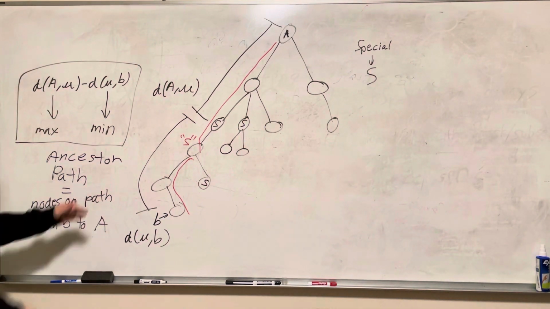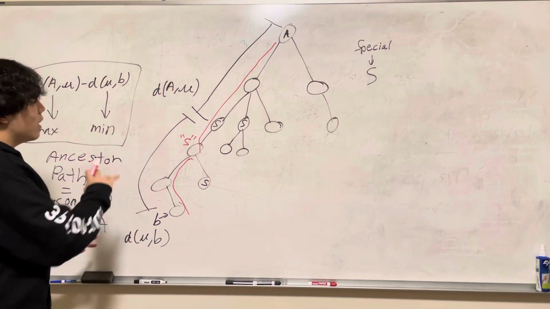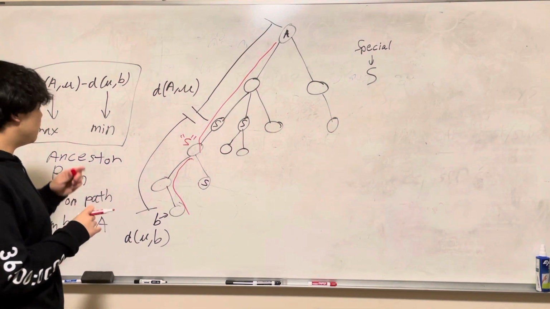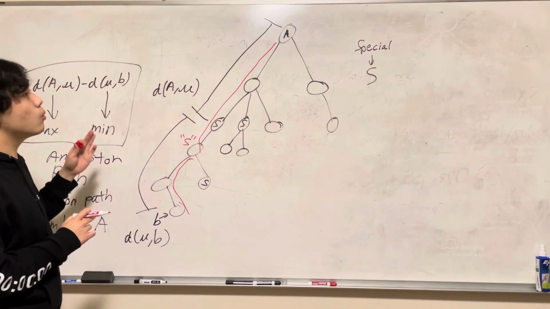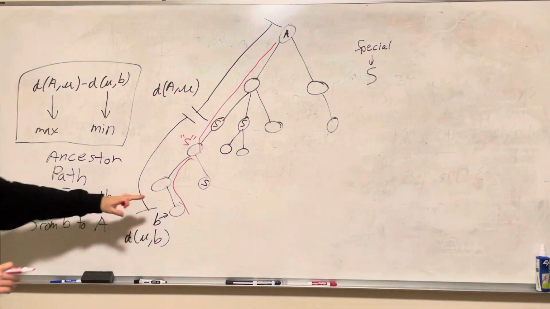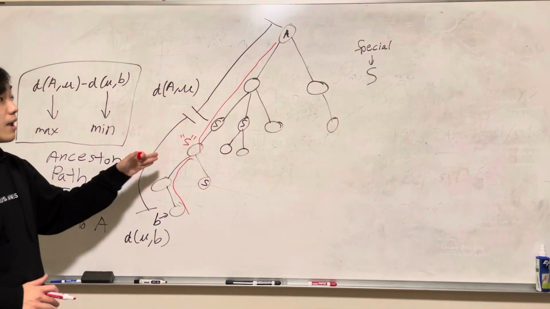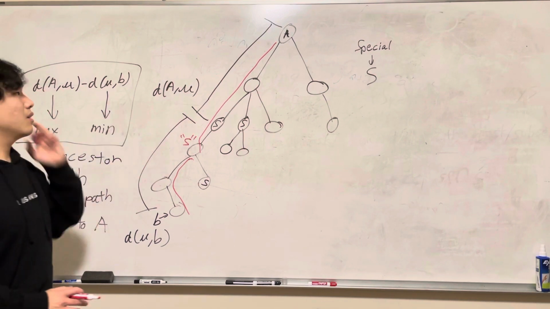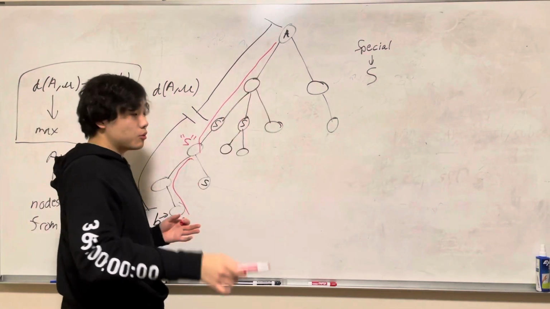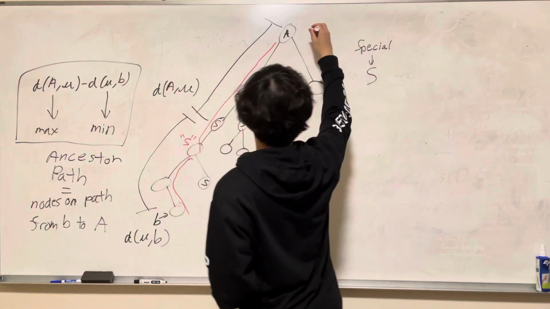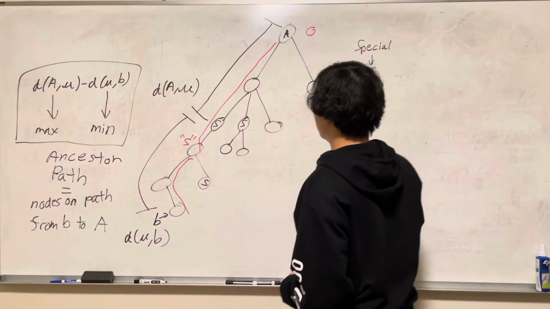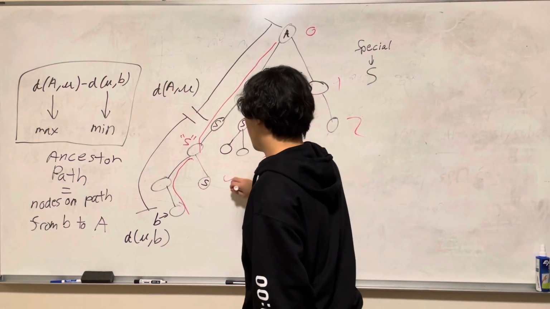So we can rephrase this case into saying, what is the node that is an ancestor of B which has the highest possible depth? Like the largest possible depth, going from here. So this has depth of 0, depth of 1, depth of 2, depth of 3, 4, 5.